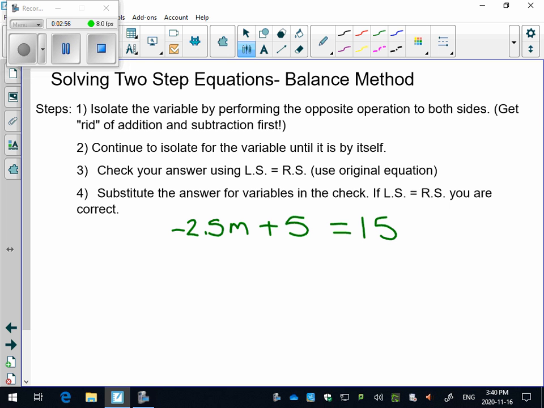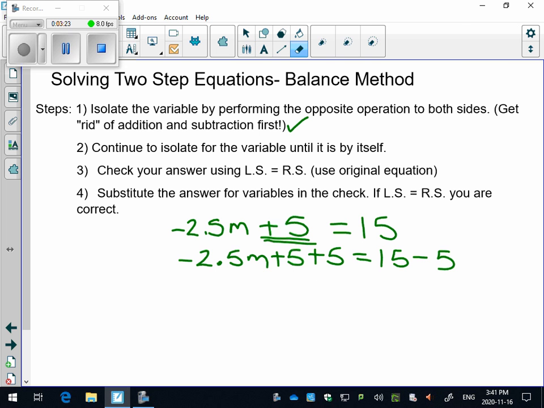So remember that the only new part of this is that we have to get rid of the addition subtraction first. We have to isolate getting rid of that part. So we have minus 2.5 m. We're not going to change that around at all. We have that plus 5. We're going to subtract 5 away to make it gone from the left-hand side. Remember, you have to do the same thing to both sides. Over here we have negative 2.5 m. 5 minus 5 is gone, so it's 0. And that equals 10.